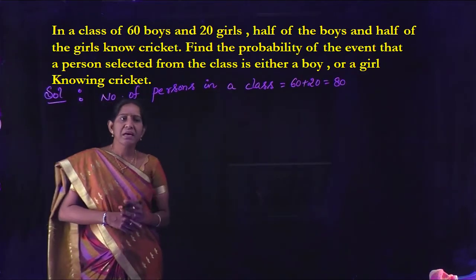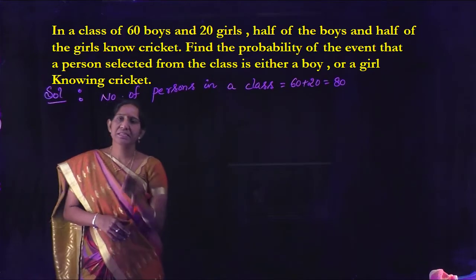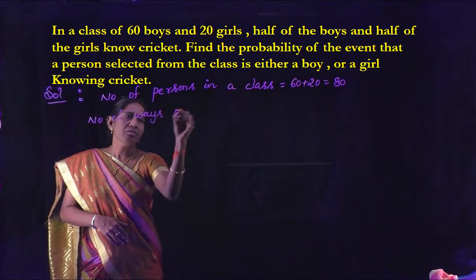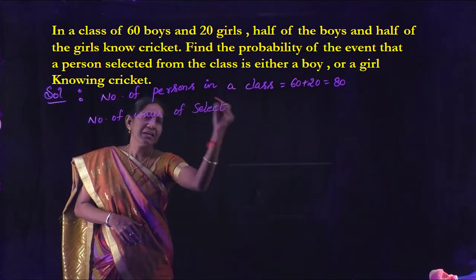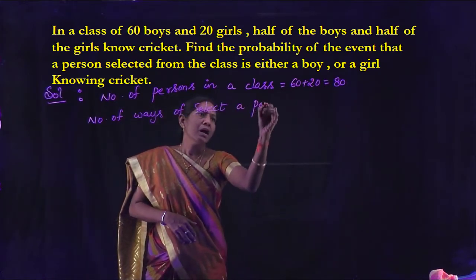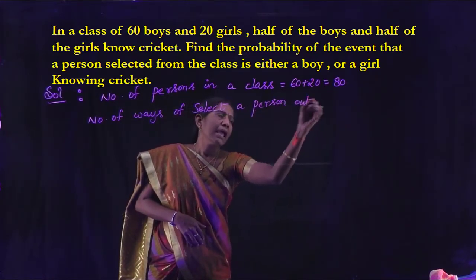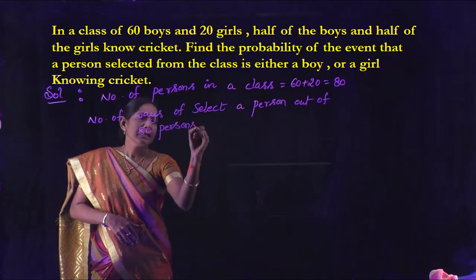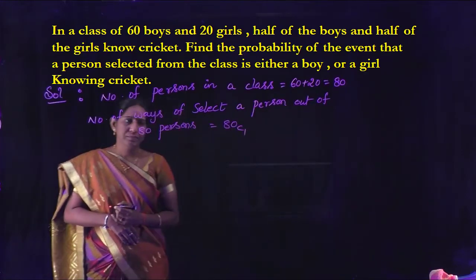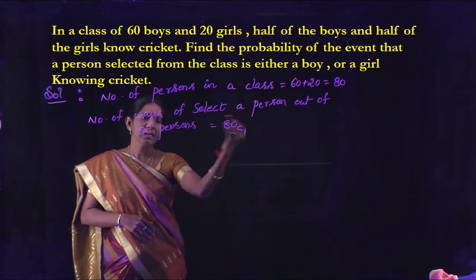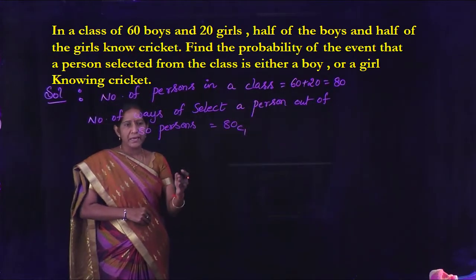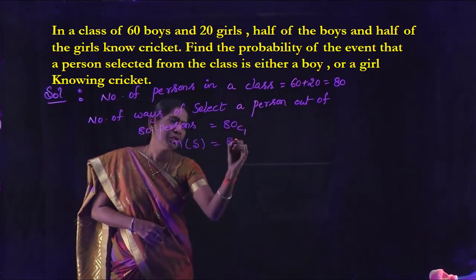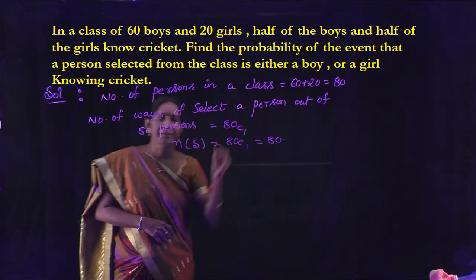Select a person out of these 80 persons. So, the number of ways of selecting a person out of 80 persons is 80 C1. Selecting a person out of 80 persons can be done in 80 C1 ways. That means N of S equals 80 C1, that is 80.